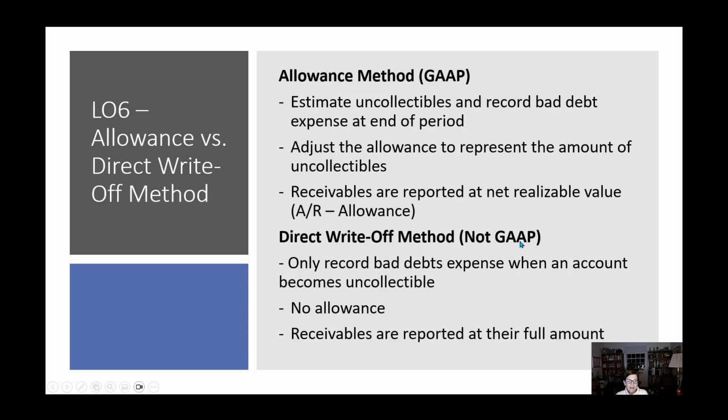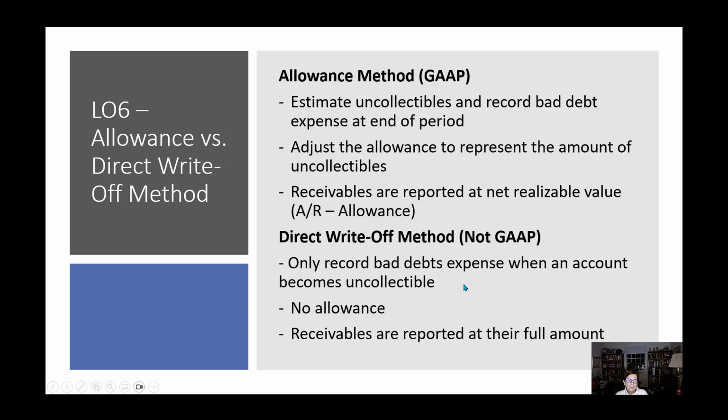The reason is that it doesn't report the receivables at the amount that the company actually thinks it's going to collect. And it only records bad debts when an account becomes uncollectible. So it's not matching. Do you remember the matching principle, which says we should put the expense with the related revenue? All right, that's one of the reasons why we're debiting bad debt expense at the end of the year and making an estimate. So in this case, the bad debt expense would be recorded in periods after the sale. So the direct write-off method is not GAAP.